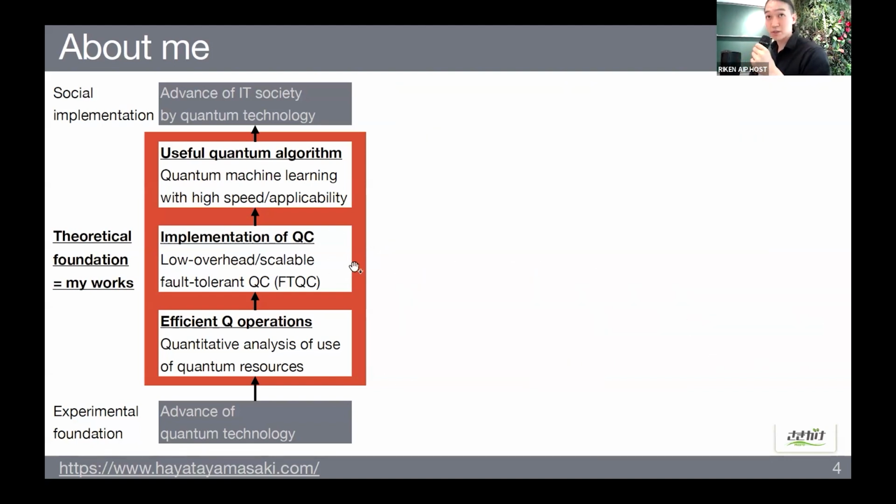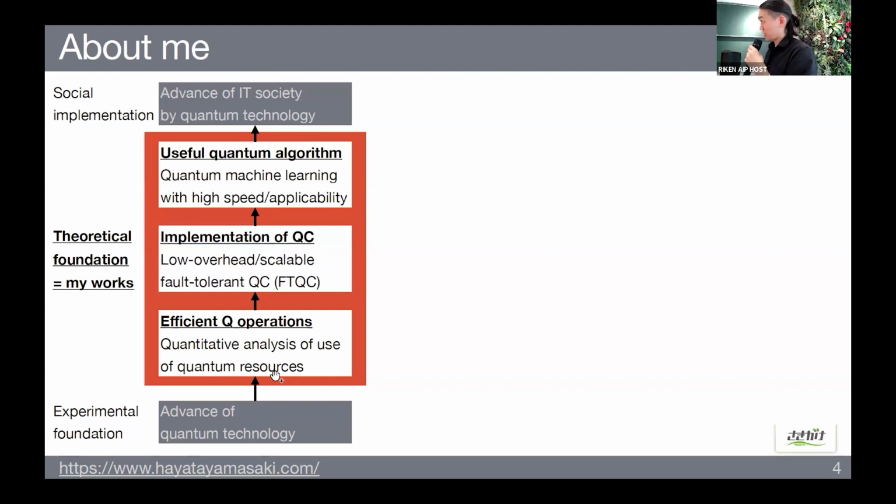To realize such useful quantum algorithms in actual quantum experiments, it is indispensable to suppress the effect of errors. In the experiment, we inevitably have noise in quantum devices that will randomize the output of quantum computation. So we need a technique to suppress the effect of error, which is called fault-tolerant quantum computation. And I am developing protocols to realize low overhead scalable fault-tolerant quantum computation.